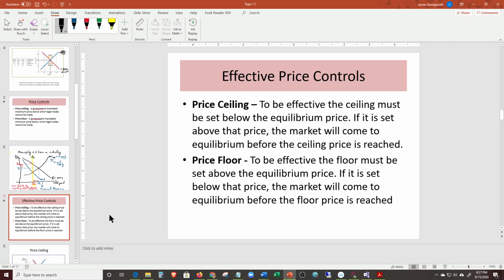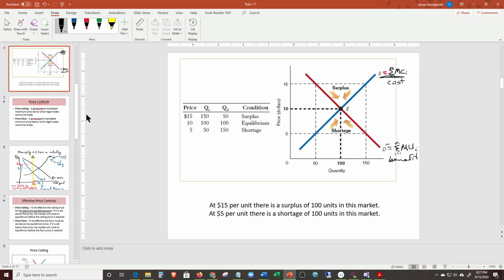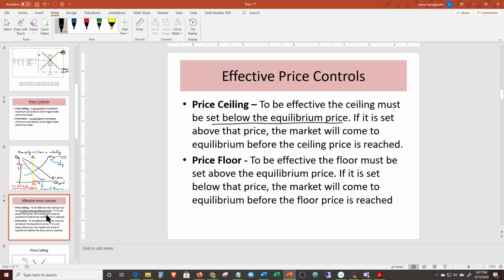Now, there are price controls, and they can be ineffective. But to be effective, a price ceiling has to be set below the equilibrium price. Because if it were set above, in other words, you couldn't charge more than a given price. And the equilibrium price, if we go back here, for example, if you set the price ceiling to be 15, say, no, it's against the law to sell for more than 15. Well, the market's going to come to equilibrium at 10, so this price ceiling here would not be effective.